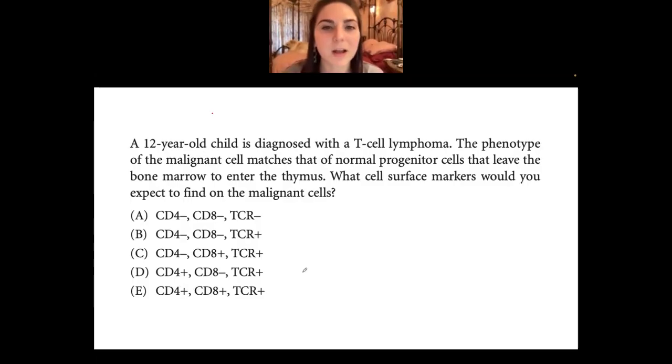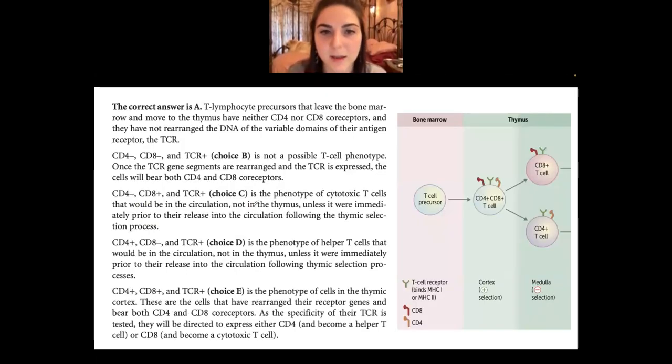And then once we get alpha chain rearrangement, that's when we have a positive T cell receptor. So when it's first entering, it has nothing. It's CD4 negative, CD8 negative, and it has no T cell receptor on its surface. We need to make it. That's the whole point of going into the thymus, right?